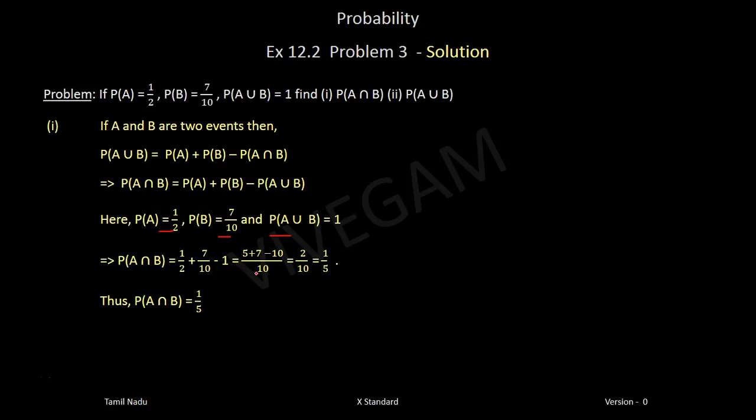And now take the LCM. 10 is the LCM. 2 will go 5 times, so 5. 10 will go once, so it is 7, and this is minus 10. This is 1 by 1, 1 will go 10 times, so 10 into 1 is 10. So this is 12, 12 minus 10, that is 2 by 10 or 1 by 5. So probability of A intersection B is 1 by 5. Okay, please remember this value. We will have to use this value in the next part.